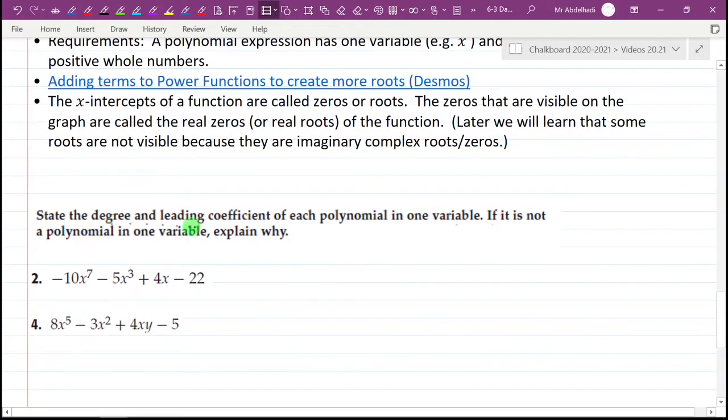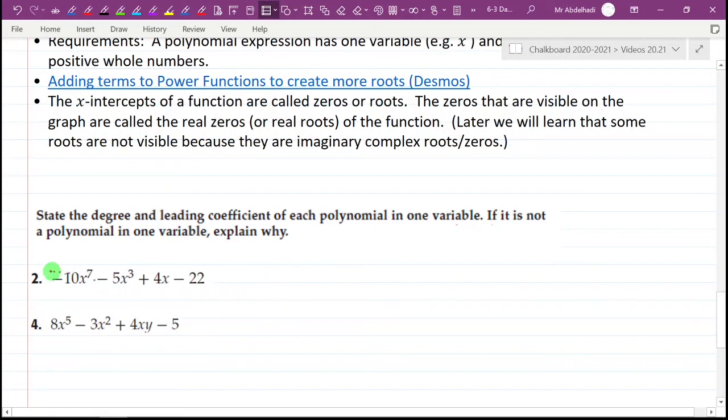State the degree and leading coefficient of each polynomial in one variable. If it is not a polynomial in one variable, explain why. Okay, so for number 2 here, is this a polynomial of one variable? Well, there's only x's in here, no other letters. So yes, it is a one variable polynomial. If so, what is the degree?